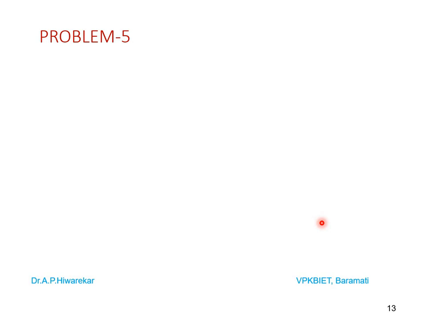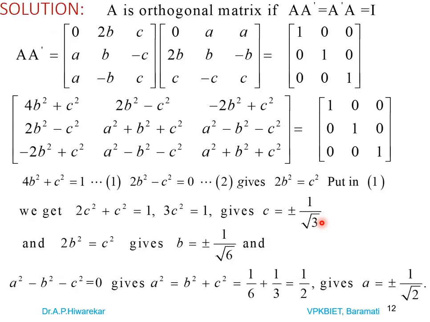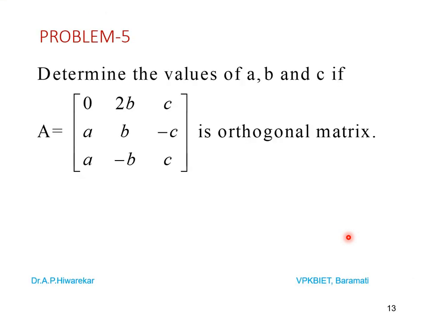So with this we can solve these problems just by taking the magnitude of every row and every column as 1, but you need to solve by using the product also sometimes. Sometimes you may get directly the values of a, b, c just by using the property of orthogonal matrix, the magnitude of every row and every column as 1. So I am giving one more problem for your practice.